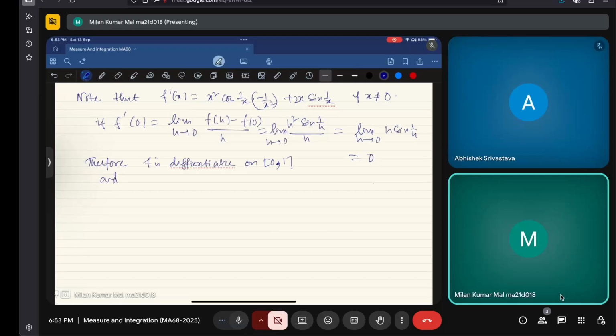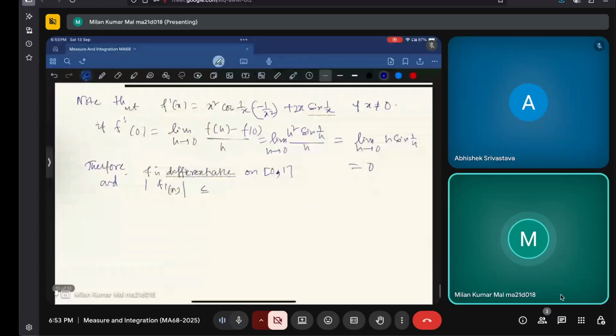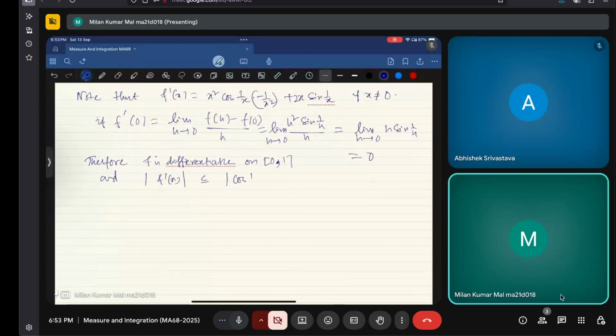And what other thing can one say? It's bounded. The modulus of f'(x) is less than or equal to mod of cos 1 by x plus mod of 2x sin 1 by x, which is less than or equal to 3 on the interval [0, 1], because on [0, 1] mod of 2x is less than or equal to 2, and that will be less than or equal to 3.